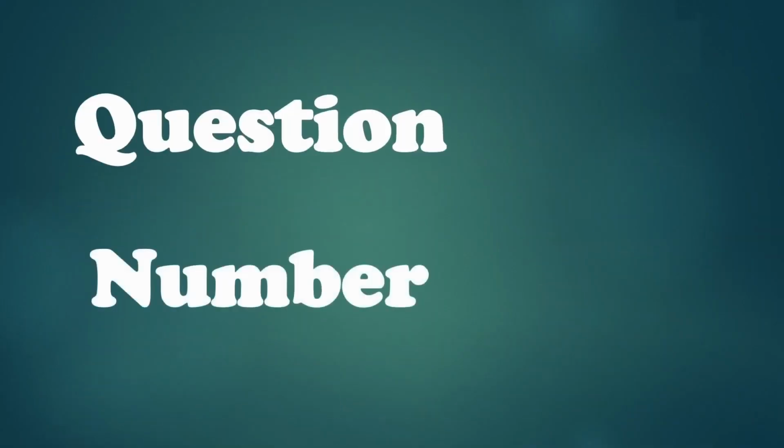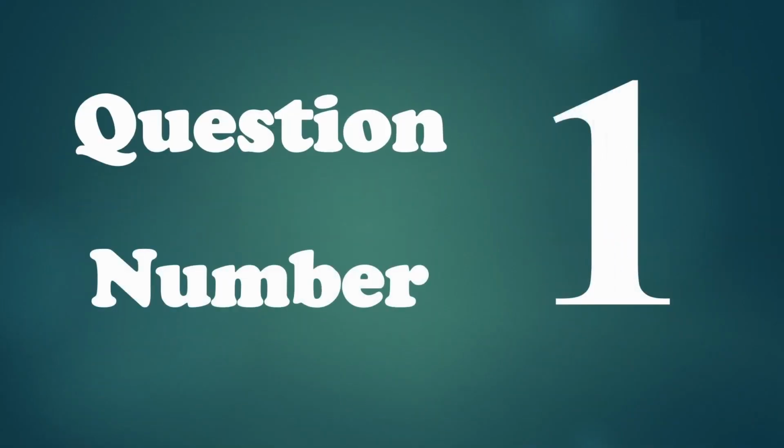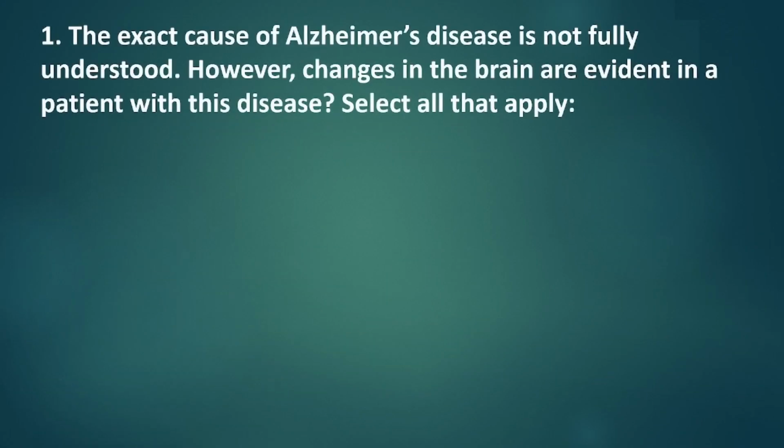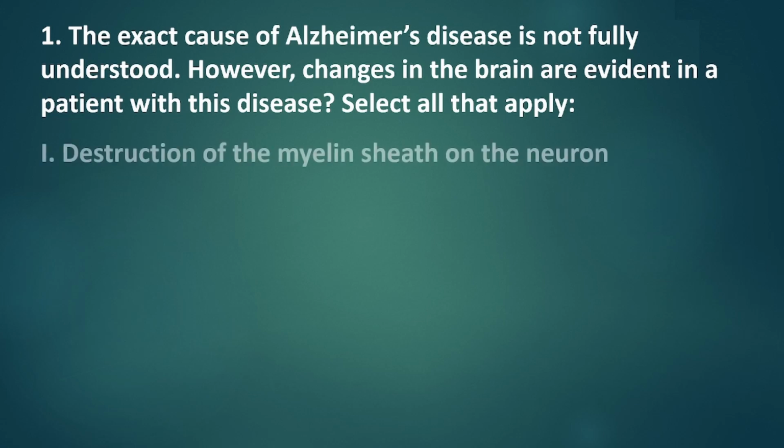Question number 1. The exact cause of Alzheimer's disease is not fully understood. However, changes in the brain are evident in a patient with this disease. Select all that apply.